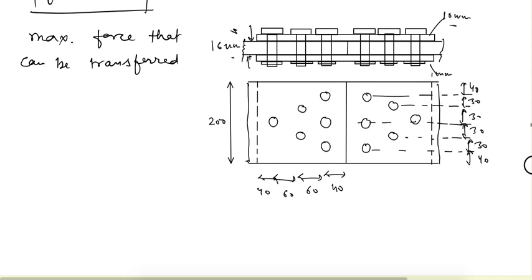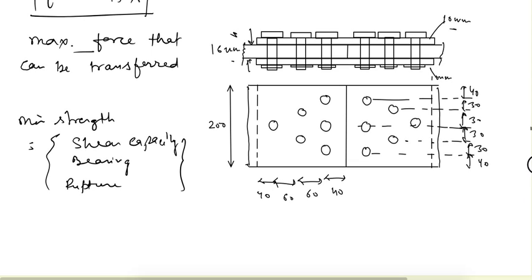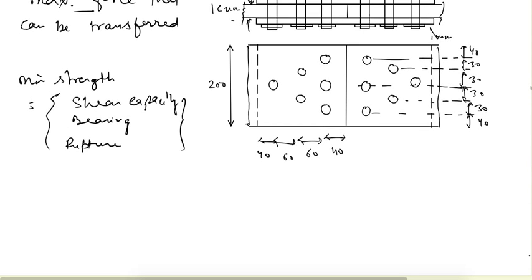So maximum force would be the minimum strength. That is, we will again find out these three strengths, as I said, what we calculated earlier: shear capacity, bearing capacity, and rupture of plate. And the minimum of these three gives us the maximum force that can be transferred. So let's try to find these out. First, let's begin with shear capacity.